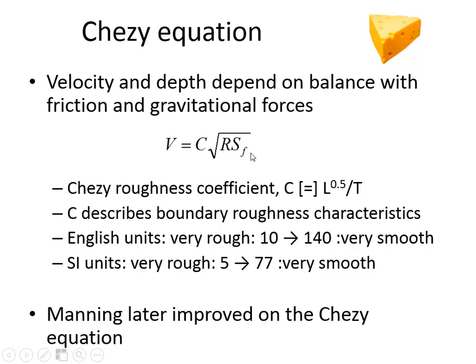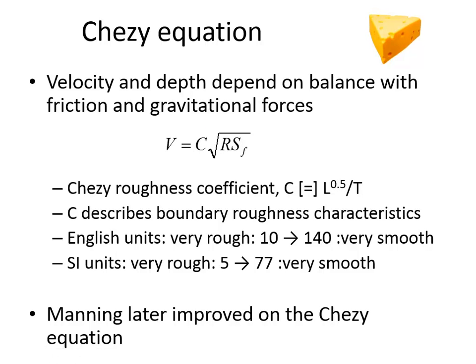So S sub F is what's driving flow. Why does water flow from one place to another? Water flows from a location of high energy towards a location of low energy. And so what drives the water down through a pipe is the energy differential. So you can think of it here: what causes the velocity in the pipe is S sub F, the driving force, and R, of course, is the hydraulic radius, which accounts for the channel geometry. And then the C value is that roughness coefficient that ties it all together.